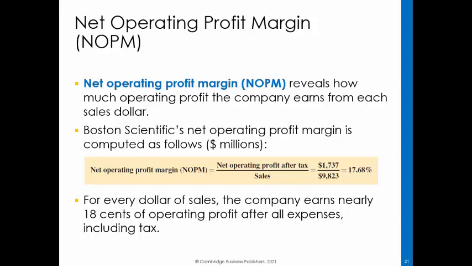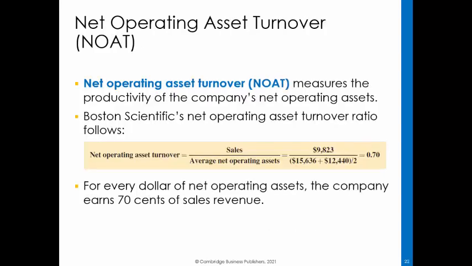Boston Scientific's net operating profit margin, as calculated on this slide, is 17.68%. This result means that for each dollar of sales, a company earns about 18 cents in profit after all operating expenses and taxes. As a reference, the median net operating profit margin for the S&P 500 companies in 2018 was 12 cents.